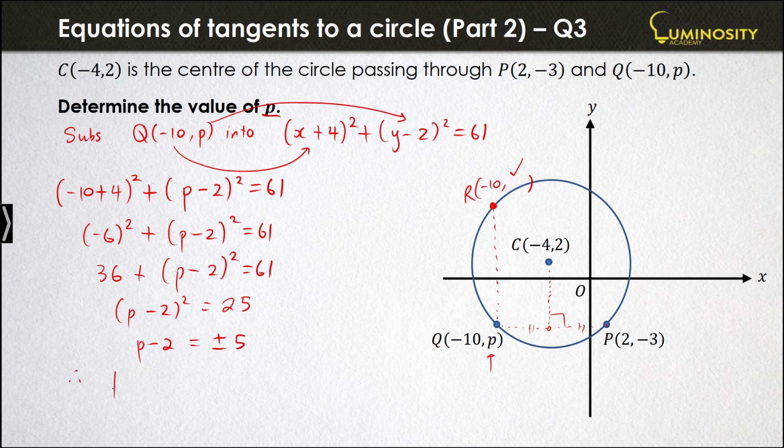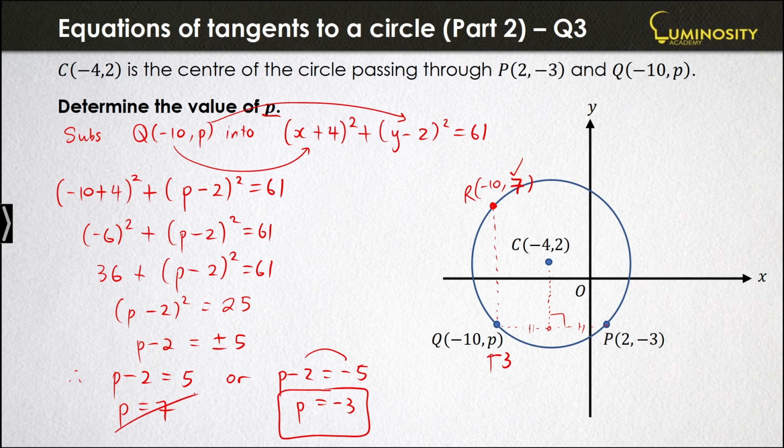So therefore, I've got two solutions. p - 2 equals +5, or p - 2 equals -5. If I add 2 on both sides here, I'm going to get p equals 7. And if I add 2 on both sides here, I'm going to get p equals -3. But again, we were expecting that. Here's going to be 7, and here's going to be -3. So this is the p value that we are looking for, -3, based on the context of the question.